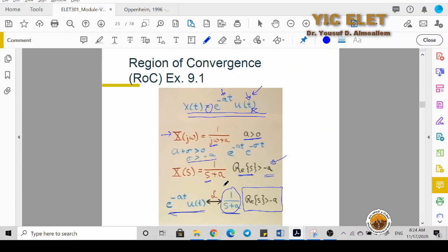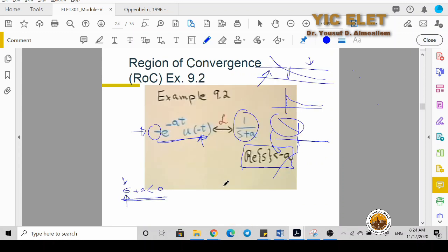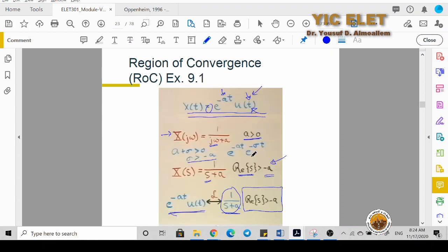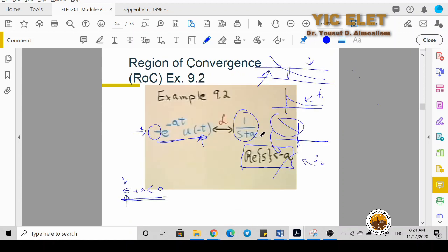Is this reasonable? In the time domain, it is a different function. So this is a different function than this. This is the first function, f1, and this is the second function, f2. They are totally different functions, right? But in the Laplace transform, both come to the same result. This is 1 over s plus a, and here it is 1 over s plus a.